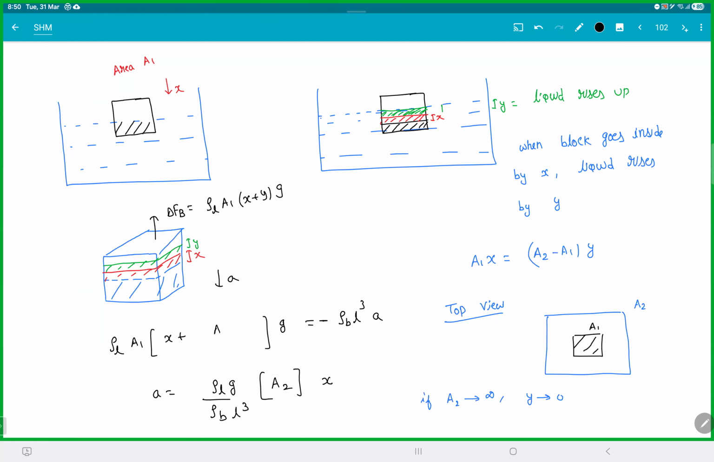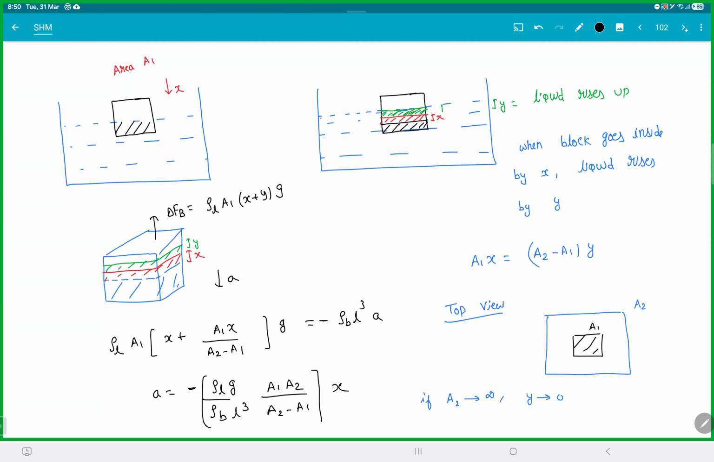This is A1x by A2 minus A1. Then you end up with A2 minus A1, A1, A1 cancel. A1, A2 by A2 minus A1 into X. So that's your omega square. All clear with this?